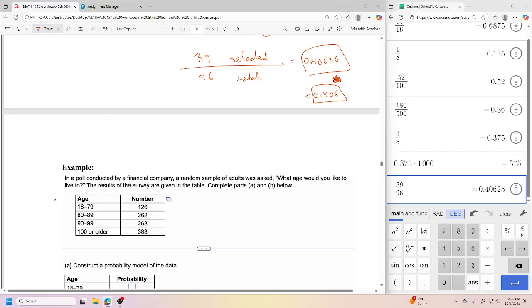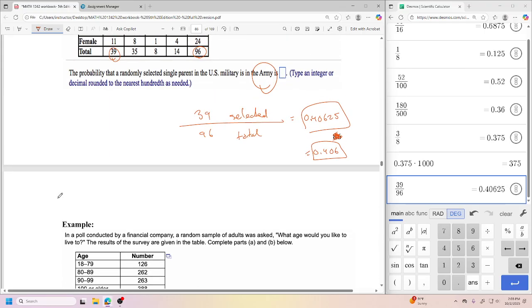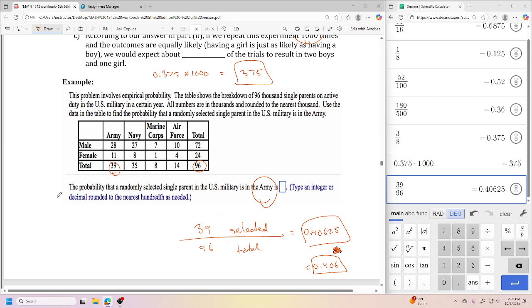Okay. Oh, it says it wants the probabilities of that stuff. What's up? Did I do something wrong?